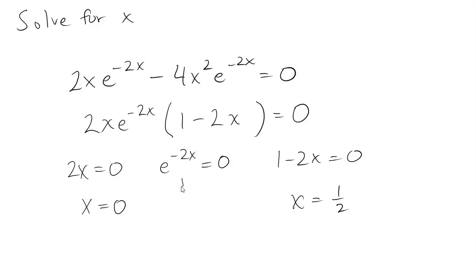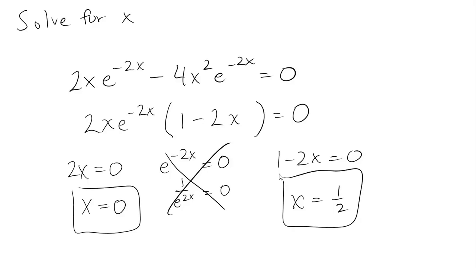E to the negative 2x means 1 over e to the 2x. Well, this fraction can never be equal to 0 because the numerator is stuck at 1. That equation doesn't have any solutions. So the two solutions are x equals 0 and x equals 1/2.